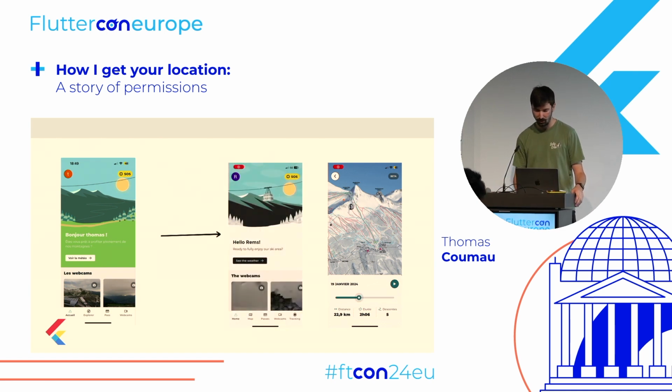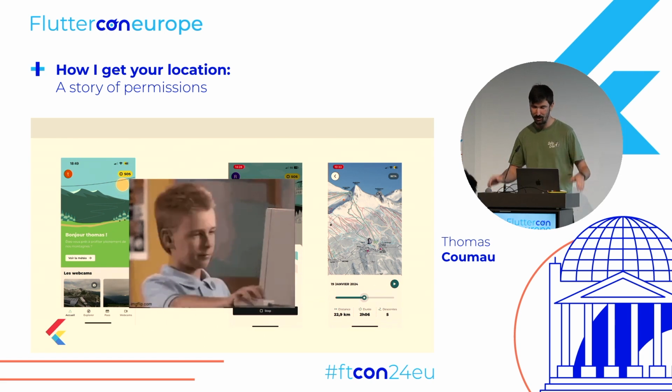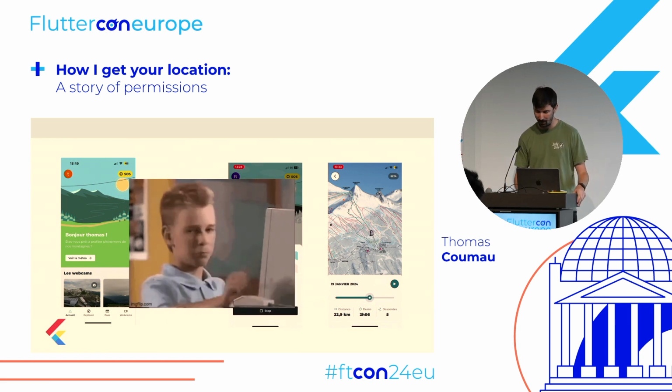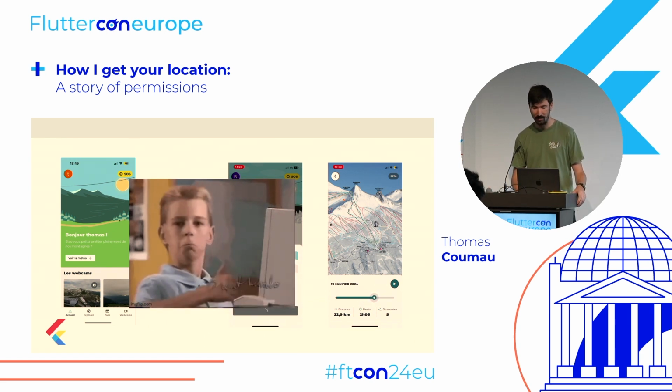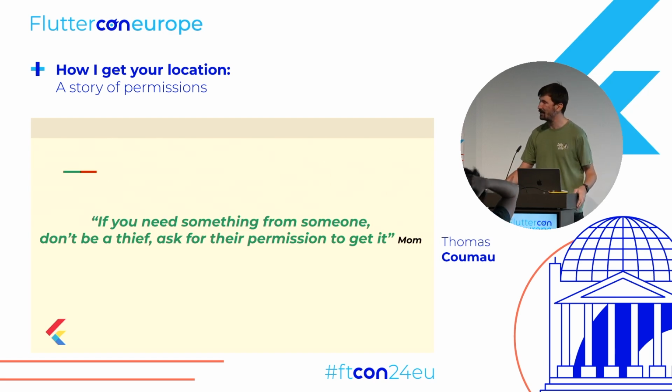And I thought, okay, that's great. That must be really easy. I just have to access the location whenever I want and this will be done. But I forgot something my mom told me a long time ago: if you need something from someone, don't be a thief. Just ask for their permission in order to get it. And this works for most things in life, but especially for the location of our users.